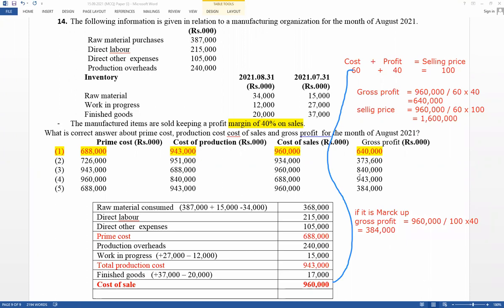The last one is the answer when markup is given. Therefore, here it has given margin. Gross profit should be equal 608,000. As a gross profit it cannot be considered 384,000. 384,000 is correct if it has given profit markup. But here it is given margin. Therefore, answer should be the first one. The given gross profit is wrong. It should be equal 640,000. Therefore, this is the answer, 640,000. And next one, question number 15.